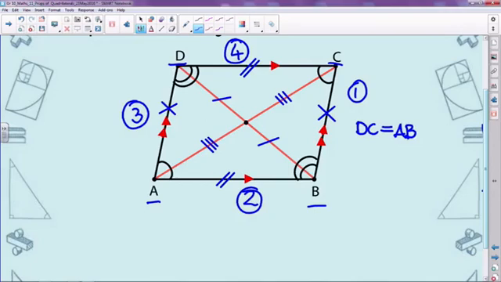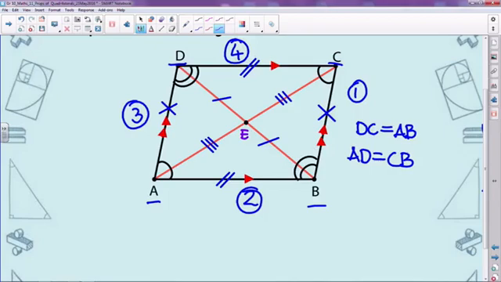And line AD has the same length as CB. But as I said, that's not the difficult thing to remember. If we label this point in the middle, let's label it E.